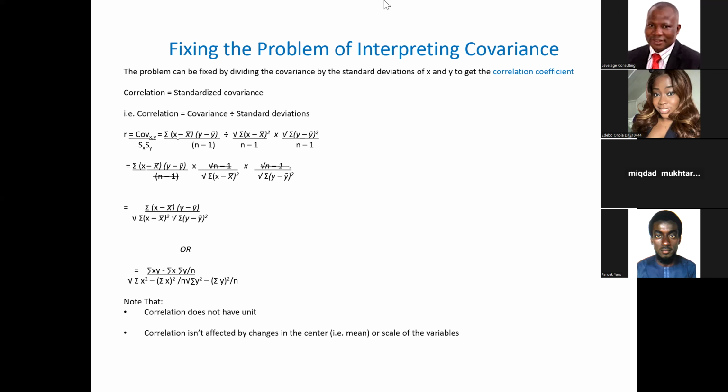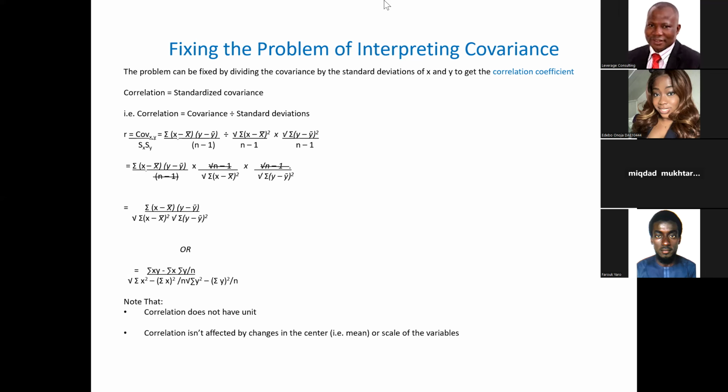So remember, if you remember, the covariance is sigma x minus x bar, y minus y bar over n minus 1. If you divide by the standard deviation of each of them, you have to put the square root there. Standard deviation is the square root of variance. When you divide it, you just do some mathematics there. It will give you what you have.